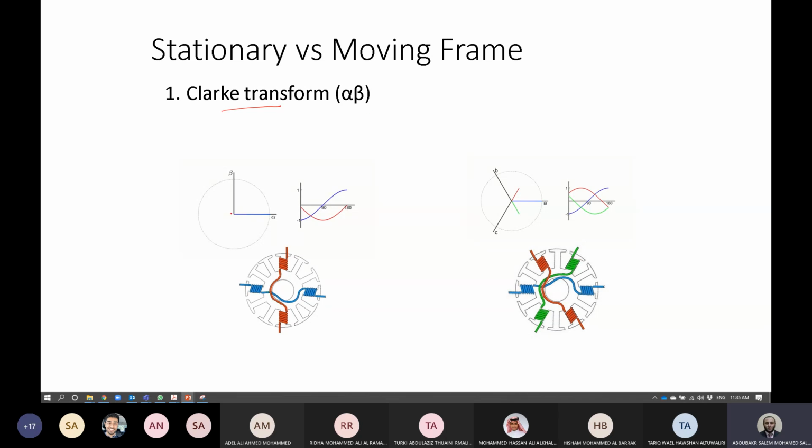We have now two perpendicular vectors. One is called alpha, and the other is called beta. And as you can see, there is a 90 degree shift between them. And all we need is to represent or project the three phases on these two vectors. Is it going to help? Shabab, what do you think? If we now convert three-phase variables into just two phases, is it going to help?